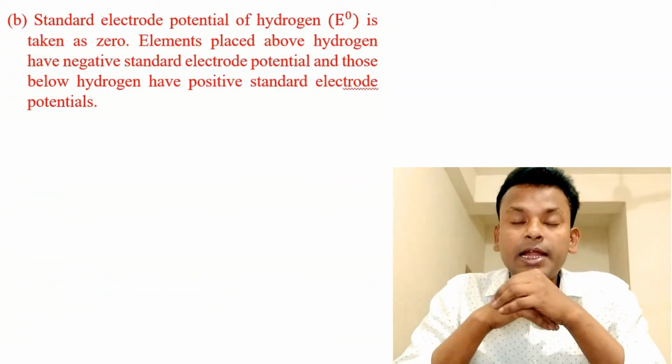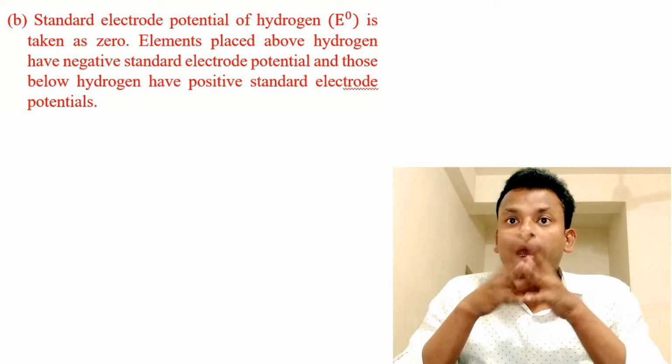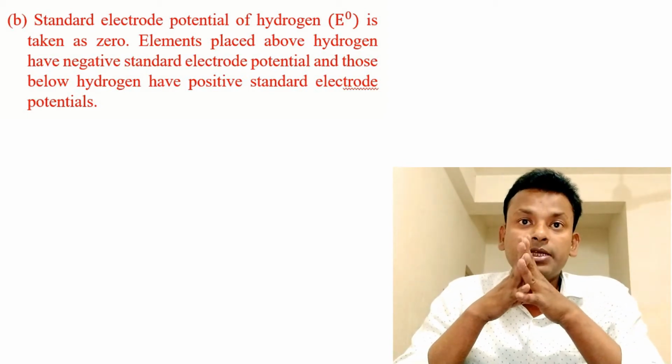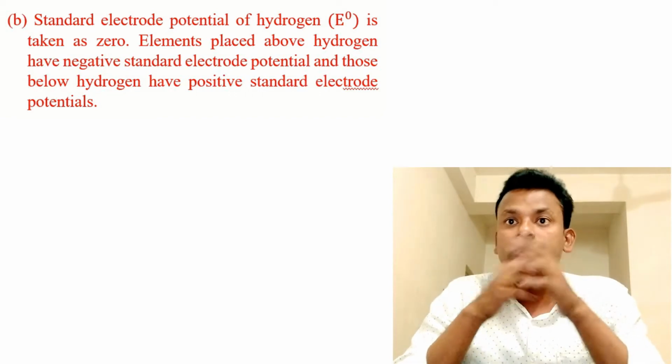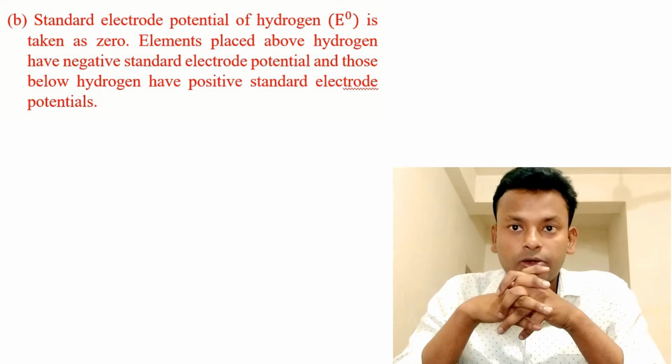Point B. The standard electrode potential of hydrogen is taken as 0. Elements placed above hydrogen have negative standard electrode potential and those below hydrogen have positive standard electrode potential.